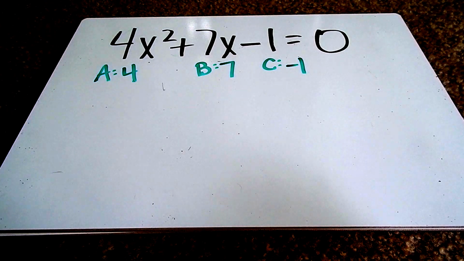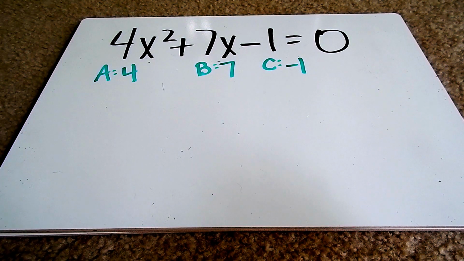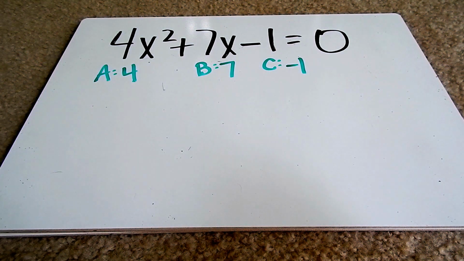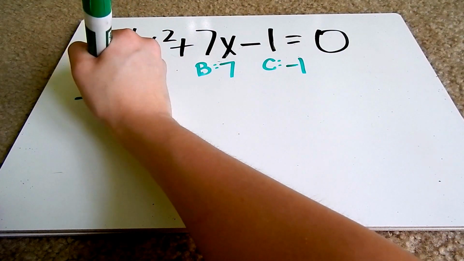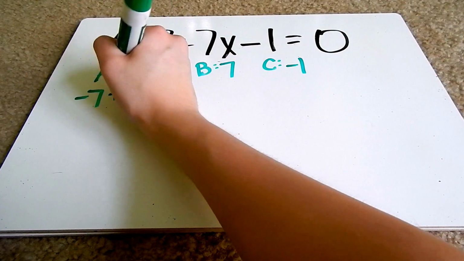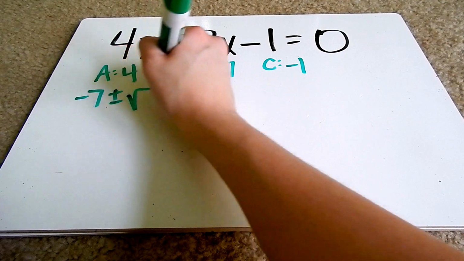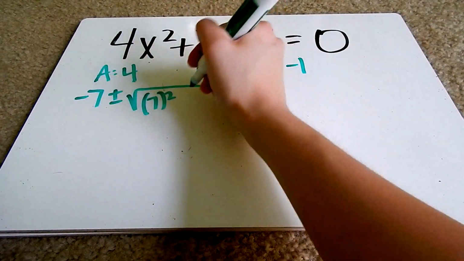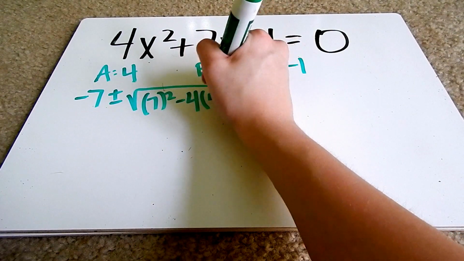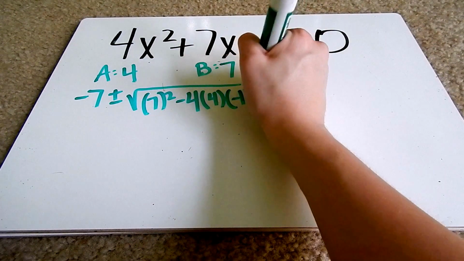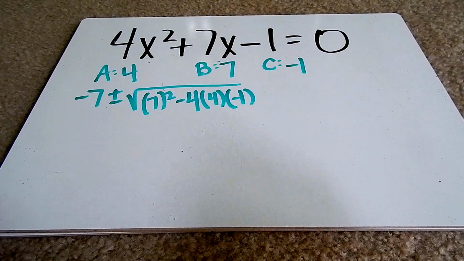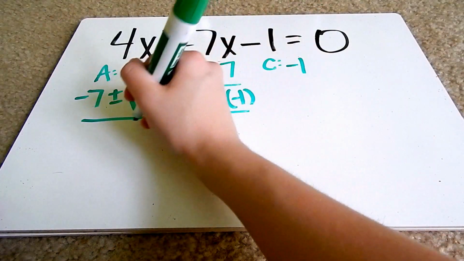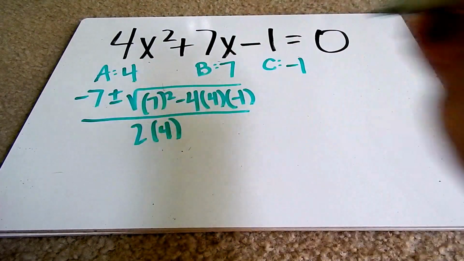Then we need to plug everything into the quadratic formula. So it's going to be opposite of b, or -7, plus or minus the square root of 7 squared minus 4 times 4 times -1, all divided by 2 times 4.